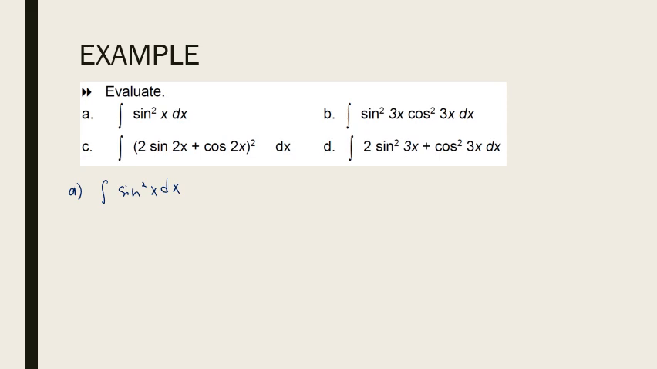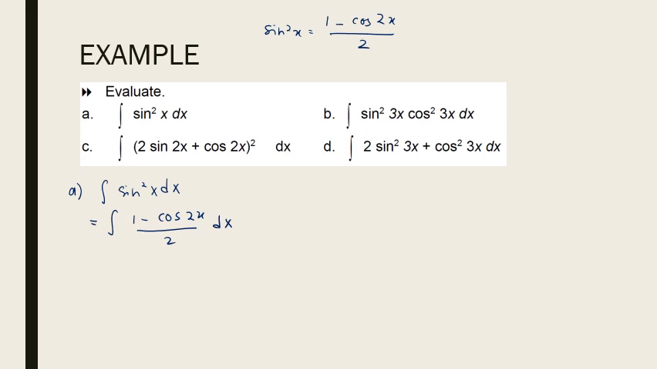Okay, so what is the identity of double angle from before? Before, we have sin square x equal to 1 minus cos 2x over 2. So this is the identity. Use the identity and substitute into our question, so it becomes integral of 1 minus cos 2x over 2 dx.